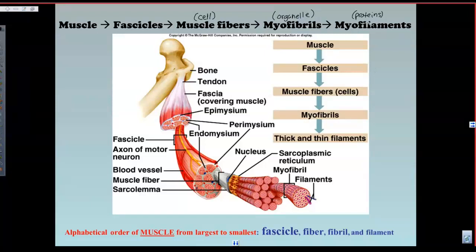We're going to get to this in a moment, but most of you have heard of actin and myosin. Those are the two main proteins. There are others, but the two main proteins in the myofilaments, your thick and thin filaments, are actin and myosin, and they come together to make the myofibril. And then the myofibrils come together to make the fibers, and the fibers come together to make the fascicles, and the fascicles come together to make what we know as your muscle.